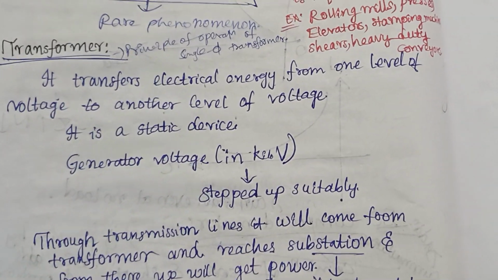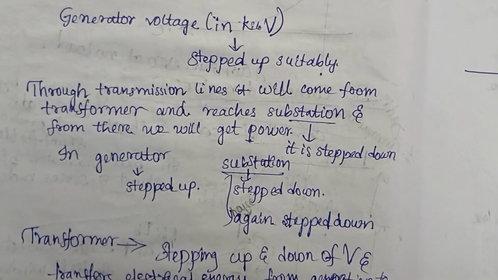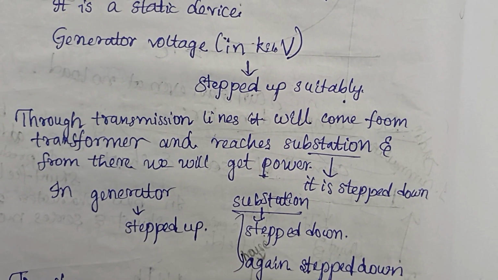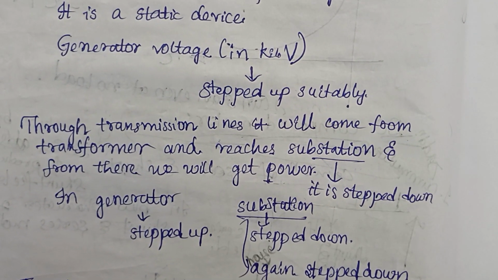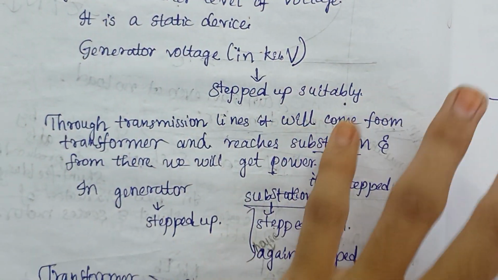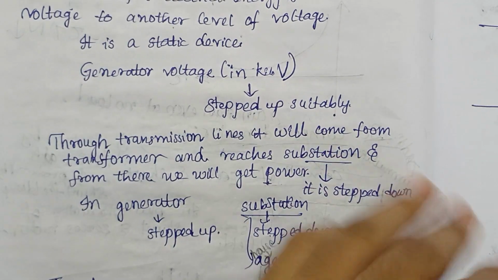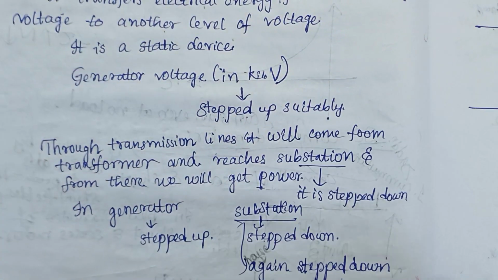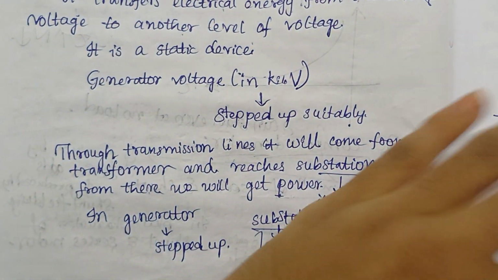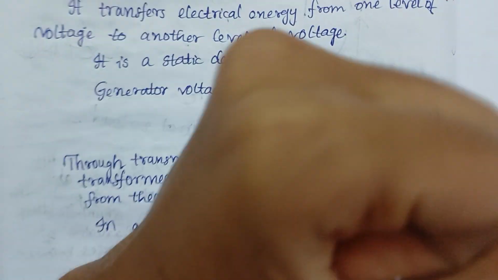Generally, you may have a doubt: how can we get this power to our homes? There will be a few transmission lines. Through the transmission lines, it will come from the transformer, where it was stepped up to a suitably very high voltage. From there it will reach the substation. In the substation, the voltage is not as high as in the generators, so the voltage gets reduced.